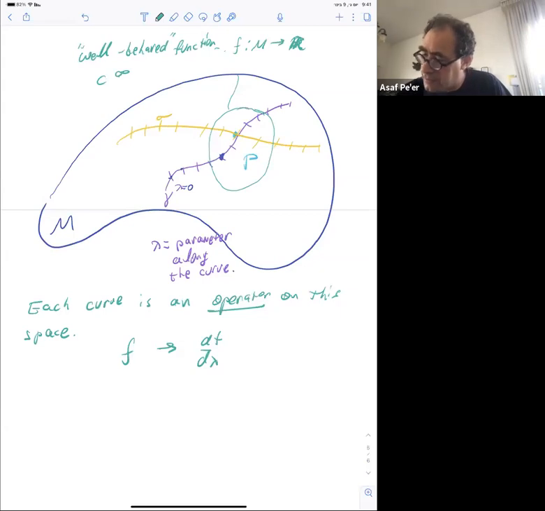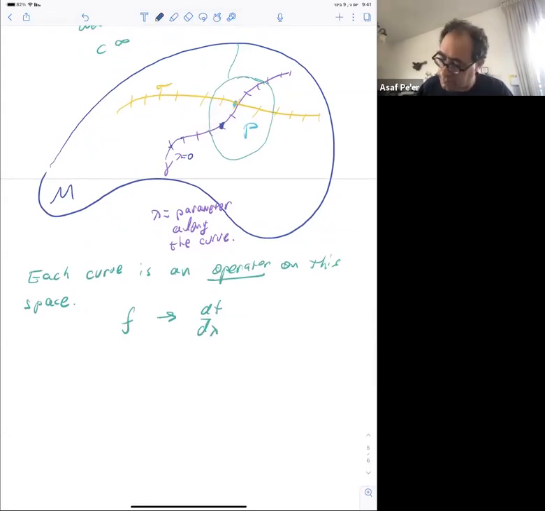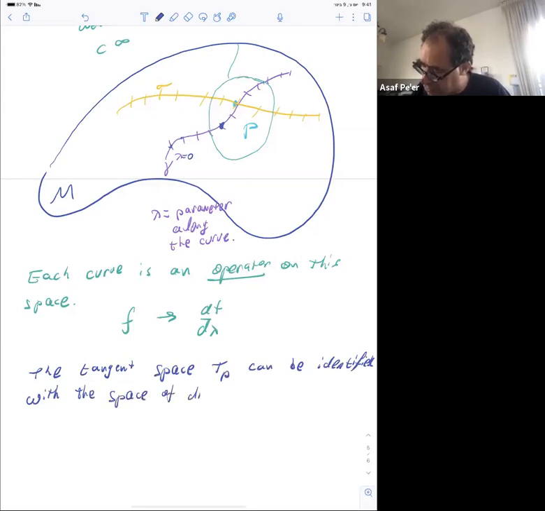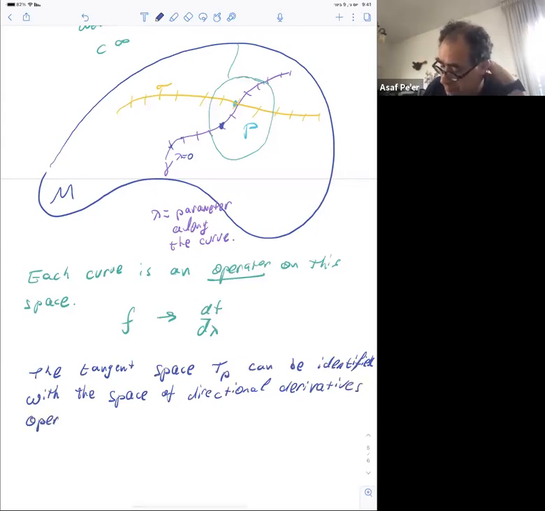Well, this is the correct mathematical way of doing that. Now, the claim is that the tangent space TP is identified with the space of all directional derivative operators along each curve that passes through P. The tangent space TP can be identified with the space of directional derivative operators along curves through P.